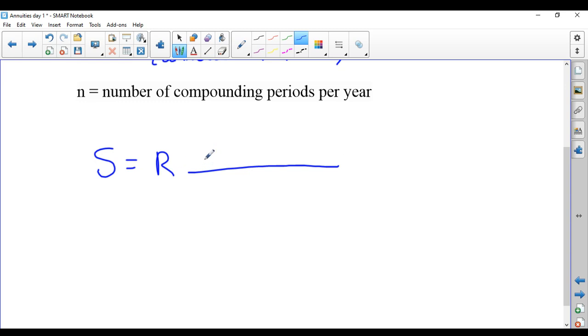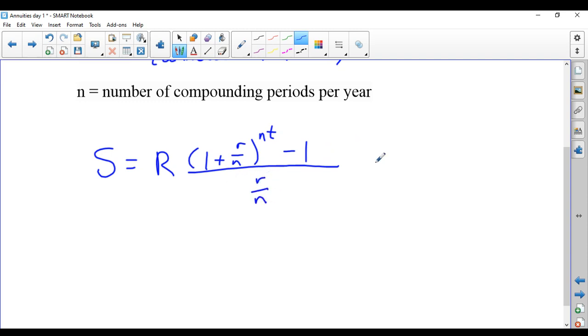Now, r is not in the fraction. In the numerator, we have 1 plus the rate over n, raised to the nt, that's the number of compounding periods per year times the number of years, minus 1, all divided by r over n.